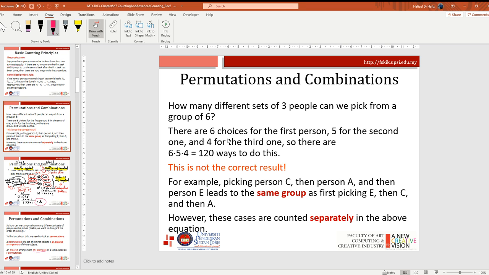This is the question: how many different sets of three people can we pick from a group of six? There are six choices for the first person, five for the second one, and four for the third one. So if you want to count the possibilities, you multiply six by five by four, which is 120 ways. This is not the correct result. For example, picking person C, then person A, then person B, is the same as B, C, A.